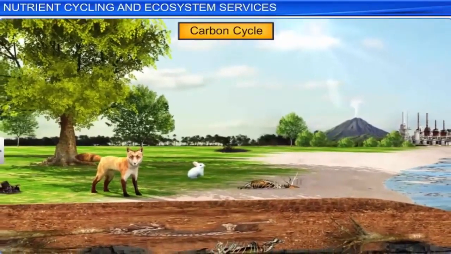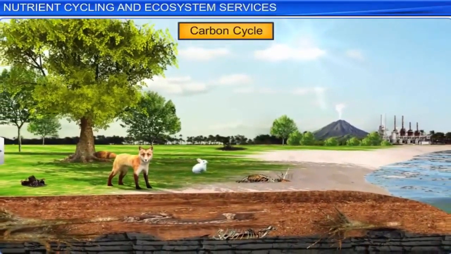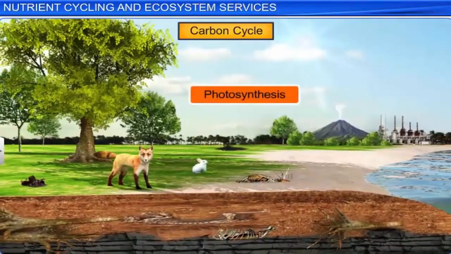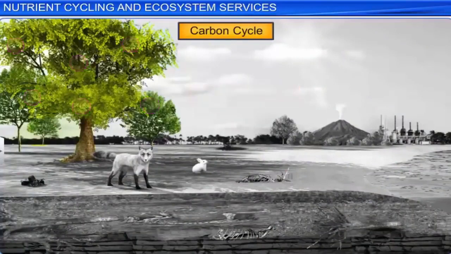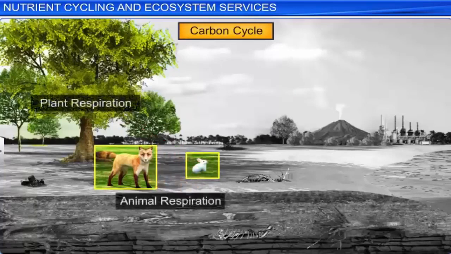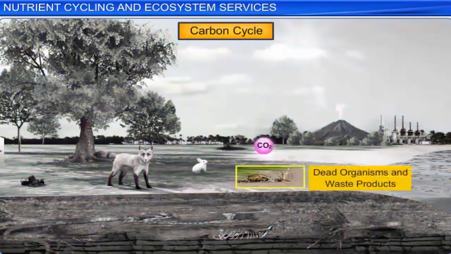Have you ever wondered how this carbon cycle works? It starts with the process of photosynthesis, where green plants fix atmospheric carbon dioxide into organic compounds. Now, carbon in these plants is passed on to herbivores and then to carnivores. When these living organisms, including plants, respire, carbon dioxide is released into the atmosphere. Similarly, after animals die and decay, carbon dioxide is released into the atmosphere by the action of decomposers.